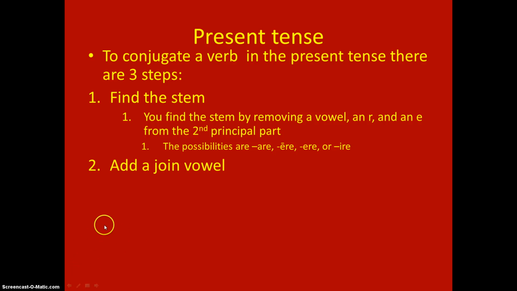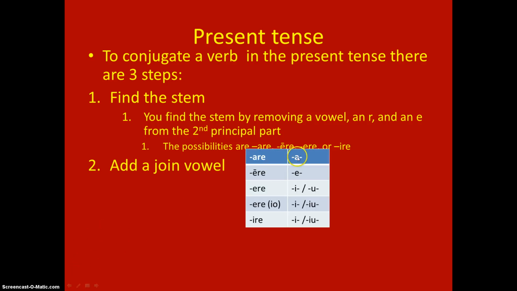Then you add a join vowel. The join vowel, if you removed an ARE, is A. If you removed a long ERE, it's E. If you removed a short ERE, it's an I, but before a U it's a U, and we'll talk about why in a little while. If you removed a short ERE with IO, then it's an I and an IU. Again, we'll talk about the IU in a bit. And if you removed an IRE, it's also I and IU.